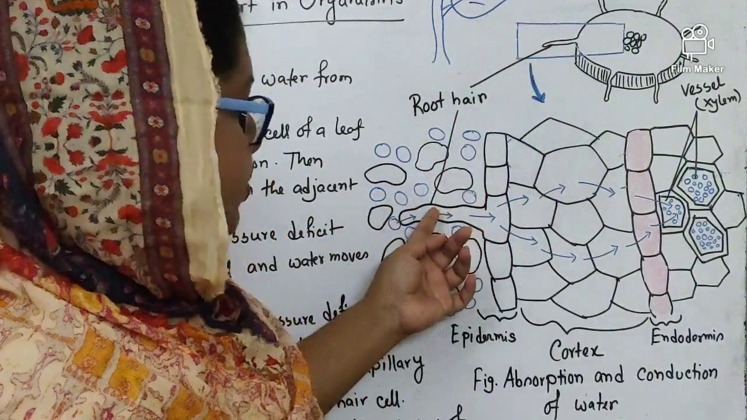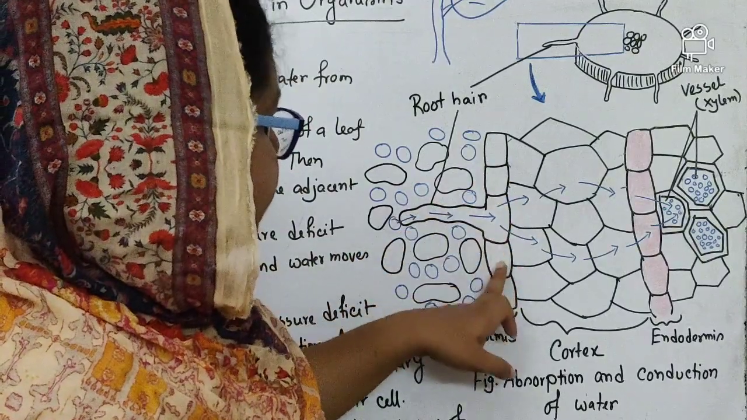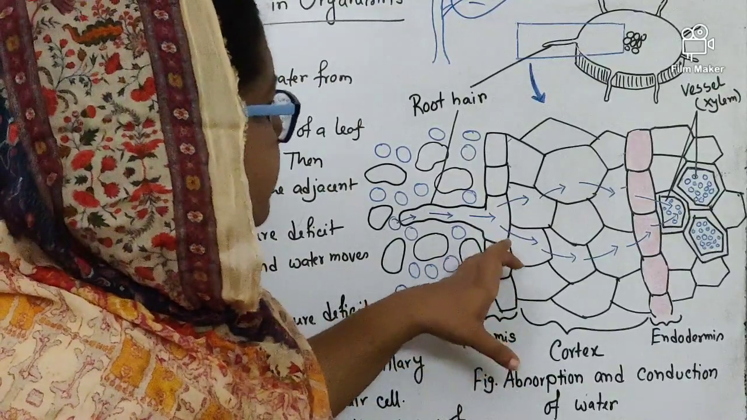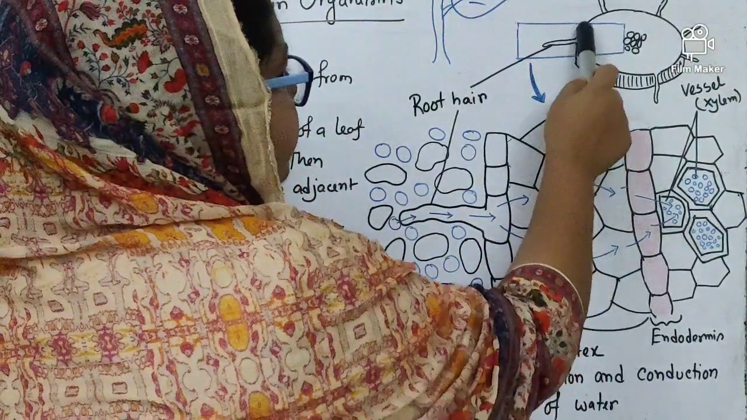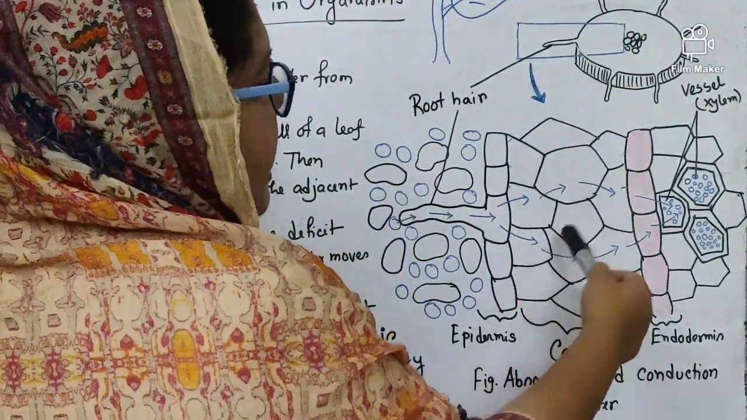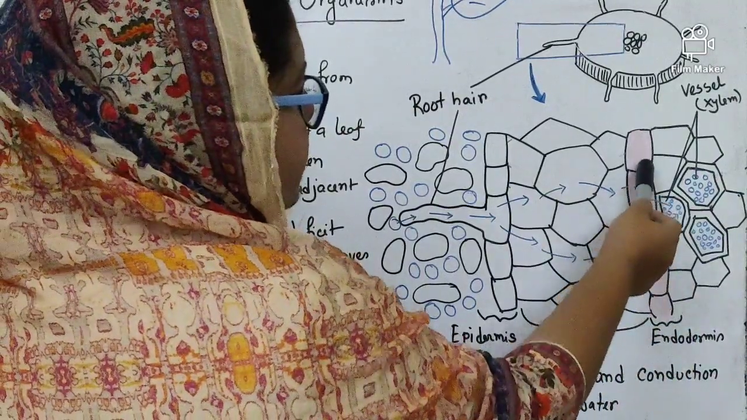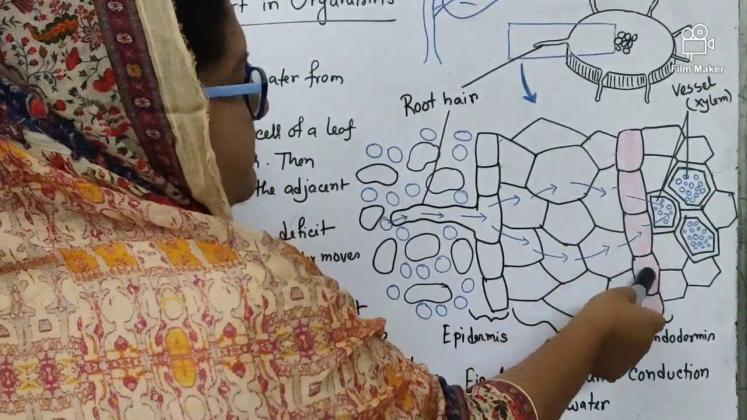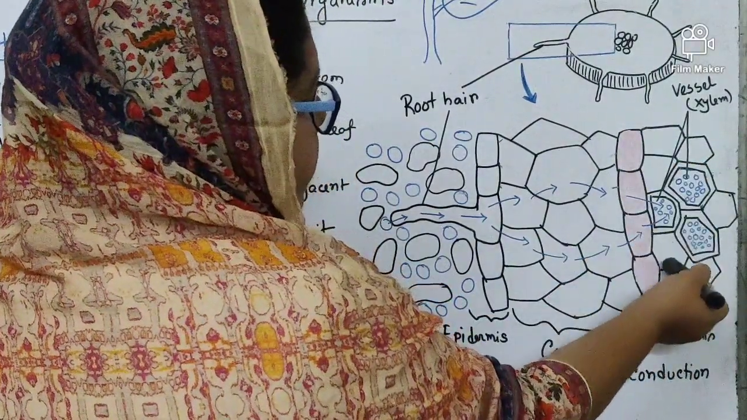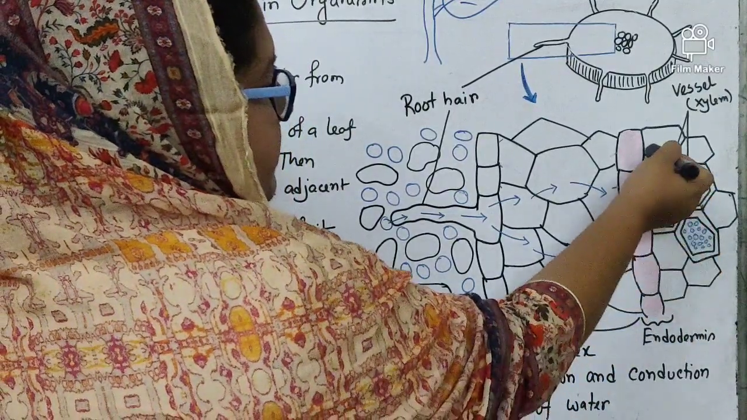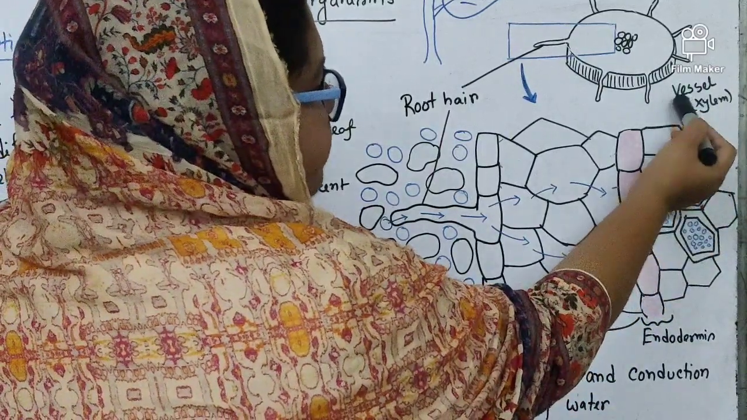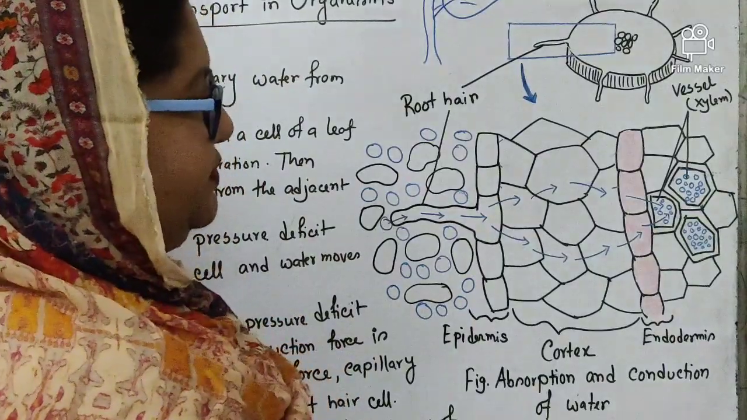This is the root hair, the outer surface, and this is known as the epidermis. Inside the epidermis, inside this borderline, is the cortex. Next to the cortex there is the endodermis, which is marked by red color. Then there is another layer of cells, known as the pericycle. Inside the pericycle are the vascular bundles, especially the vessels of xylem tissue.